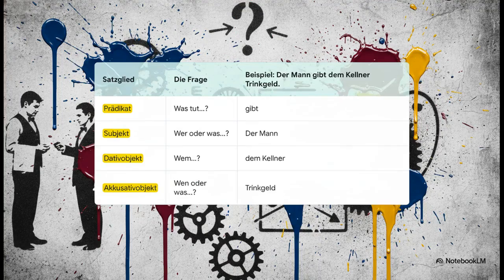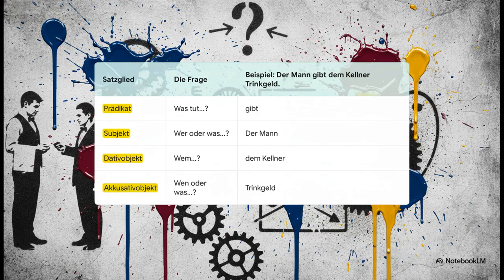Let's run one final case together. Der Mann gibt dem Kellner Trinkgeld. The man gives the waiter a tip. Okay, detective, let's do this. Step 1, the action. Was tut der Mann? He gibt, gives. That's our predicate. Step 2, the doer. Wer gibt? Der Mann. That's our subject.